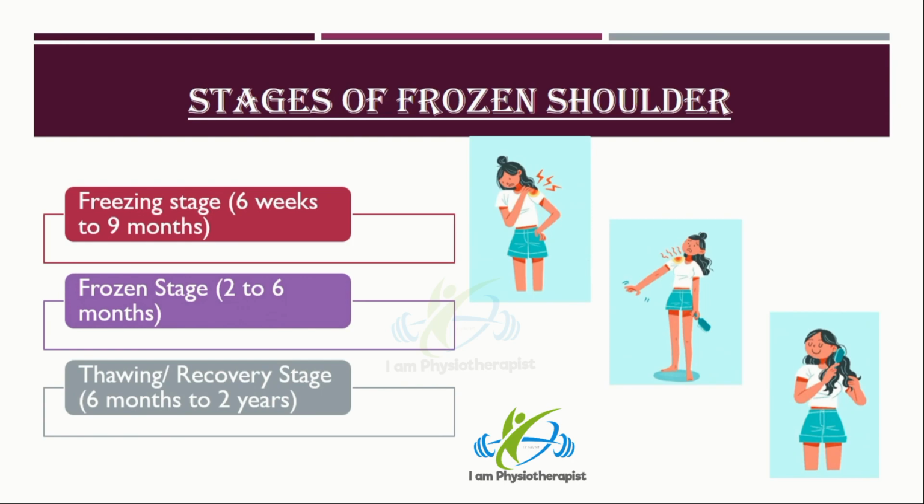Number 3, thawing or recovery stage. In this stage, pain lessens, and the ability to move the shoulder slowly improves. Full or near full recovery occurs as normal strength and motion return. The stage lasts 6 months to 2 years.